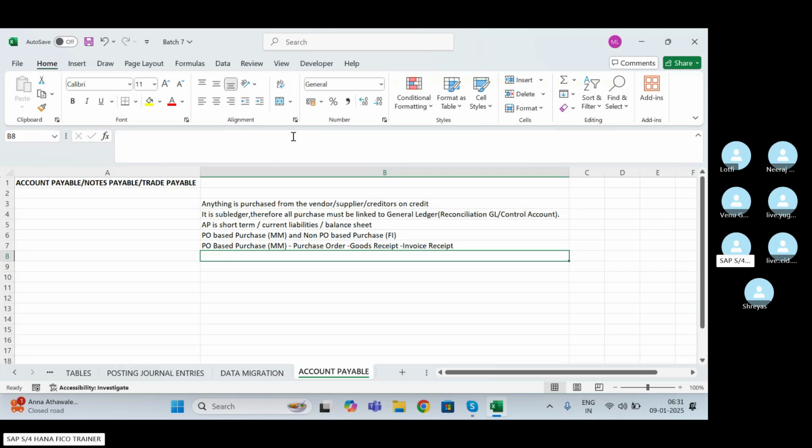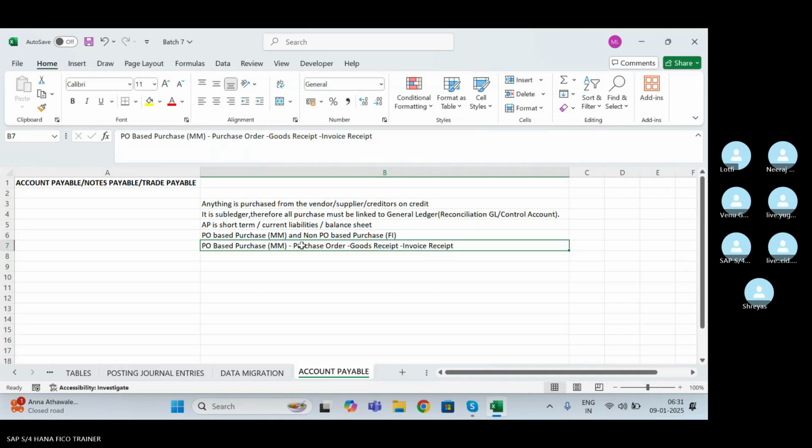Then here you will do the matching also. There is something called two-way matching, three-way matching. While posting the invoice receipt, you'll compare, because in the invoice receipt, the vendor billed you that I delivered 10 laptops at 30,000 rate. Then you have to compare whether you have really received 10 laptops, and what was the rate agreed. So you have to compare.